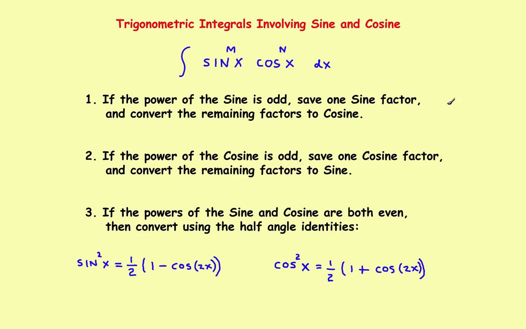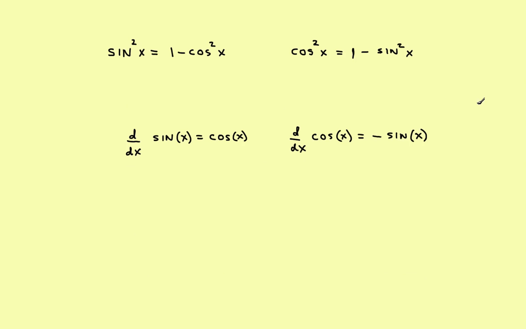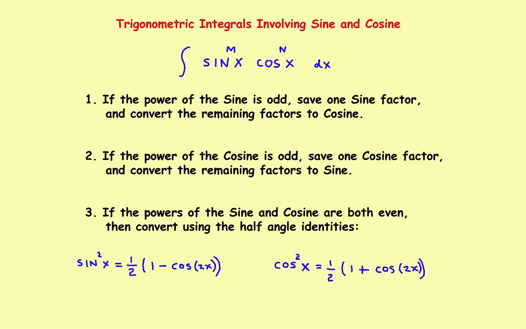Now, before we get started, just a reminder, you will need a couple of identities and derivatives, so let's take a look at those. And again, from trigonometry, remember, the sine squared gives you 1 minus the cosine squared, and the cosine squared gives you 1 minus the sine squared. Then you'll also need a couple of derivatives. In this case, the derivative of the sine gives you the cosine. The derivative of the cosine gives you the negative of the sine. So you'll need to remember those. Okay, now back to our rule here.